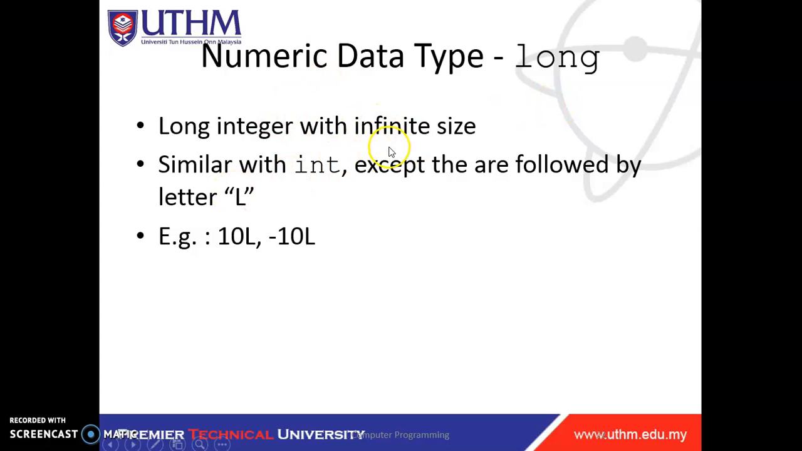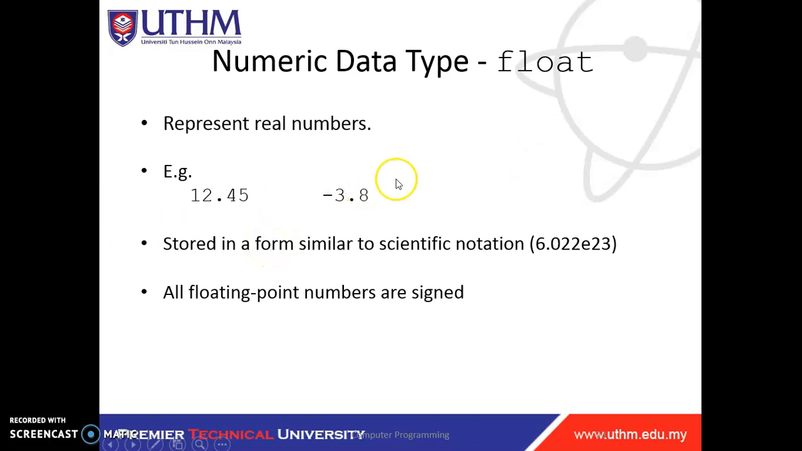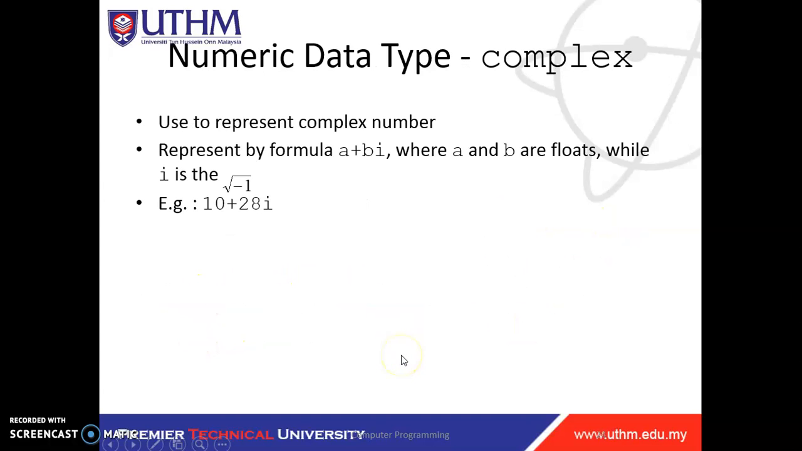It is similar to integer, but it is followed by the letter L, like 10L, negative 10L. And float is for representing real numbers, which have decimal points like 12.45, negative 3.8, stored in a form similar to scientific notation. You can store like this also. And all floating point numbers are signed.